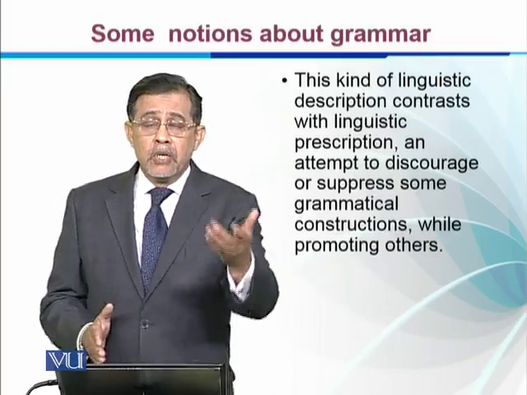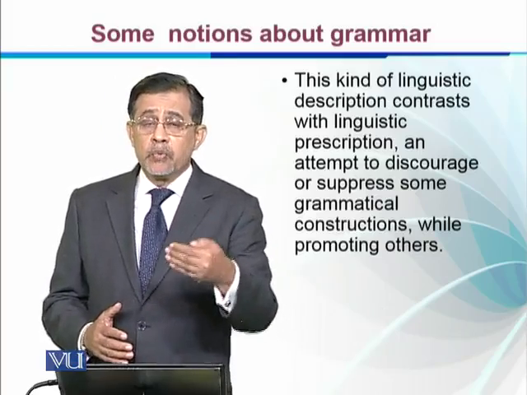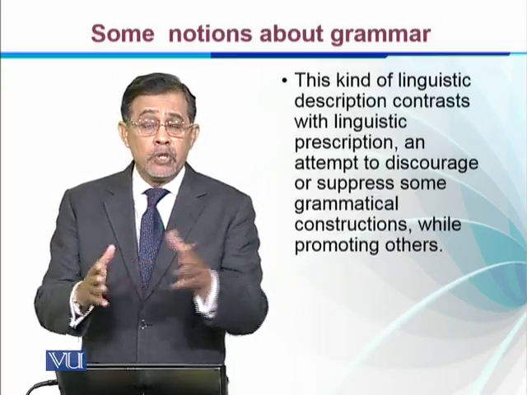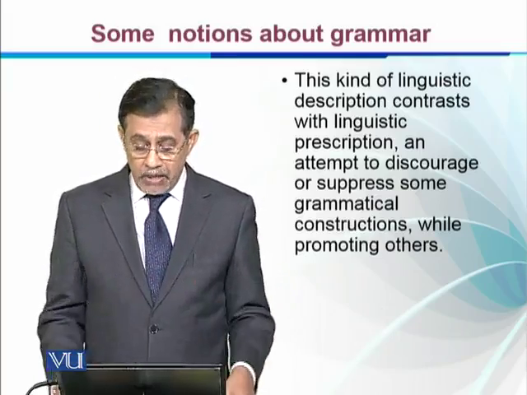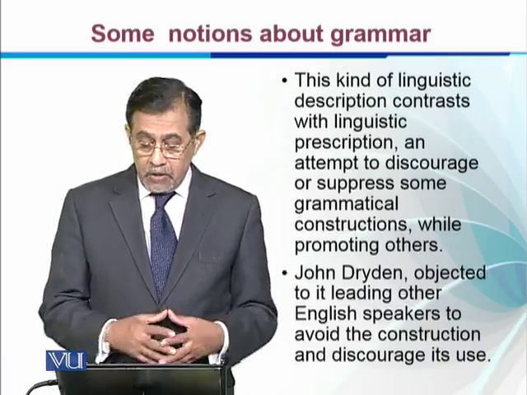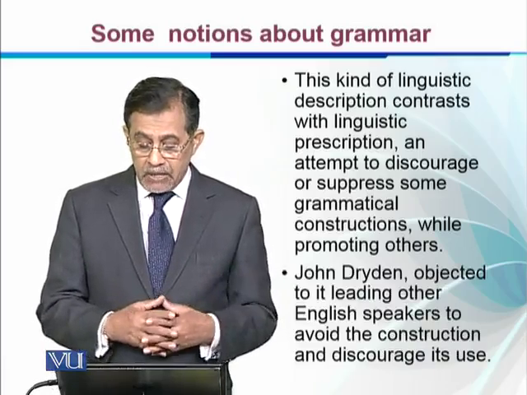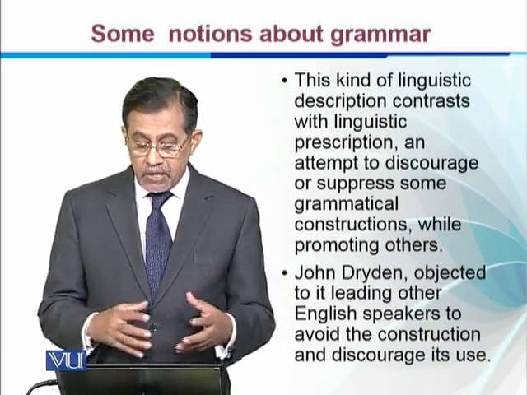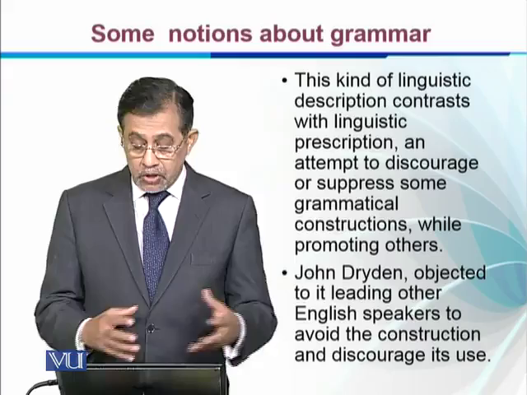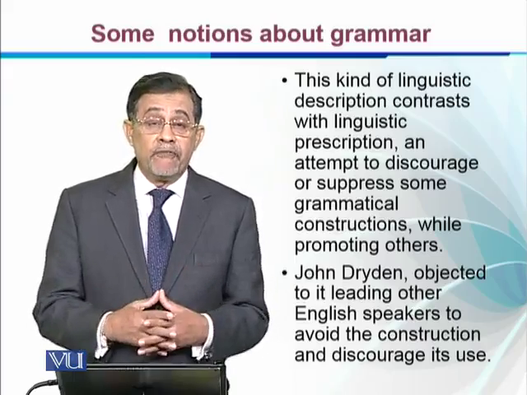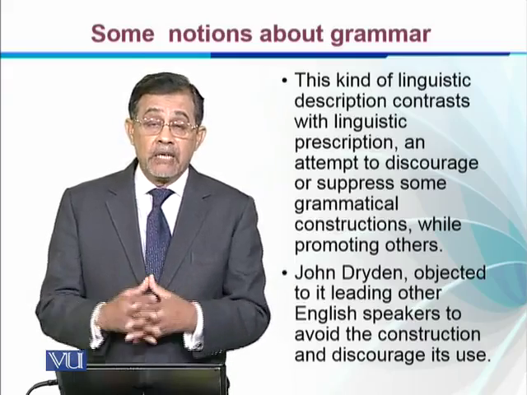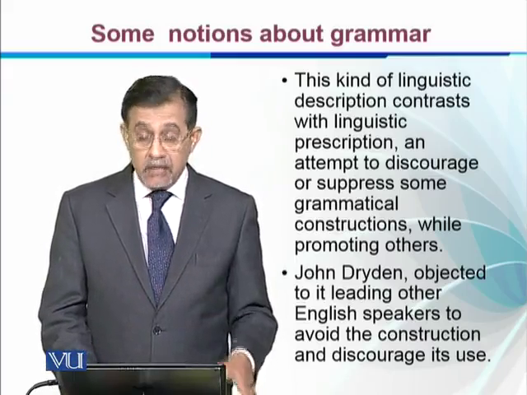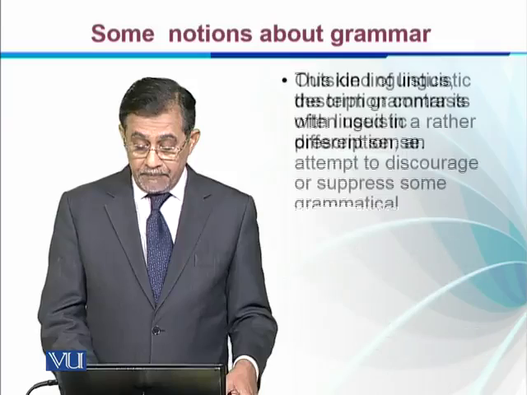For example, you should not start a sentence with a conjunction or end a sentence with a preposition. You should write this way or that way. Like John Dryden objected to it, leading other English speakers to avoid the construction and discourage its use, the use of ending a sentence with a preposition. So he did this. Rather, he revised his work as well.